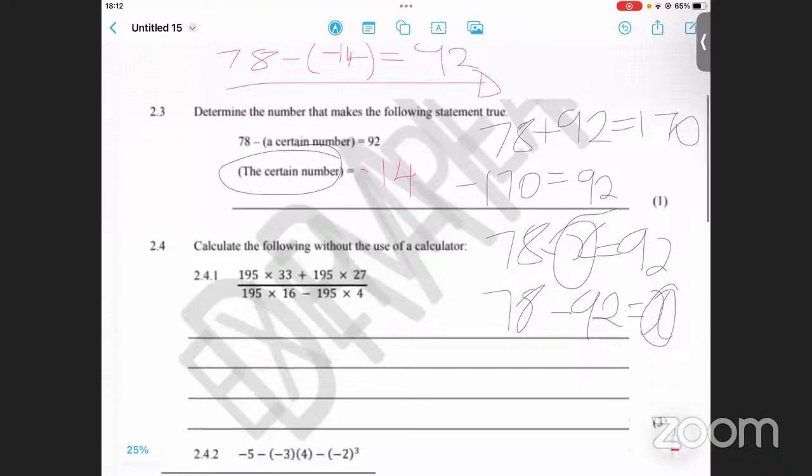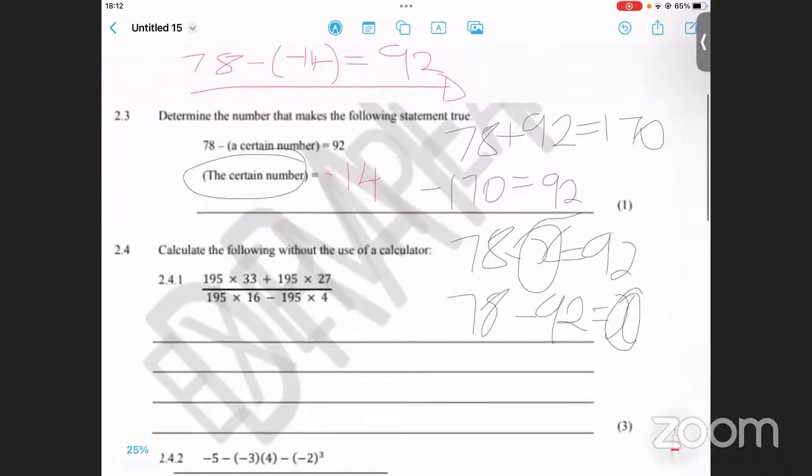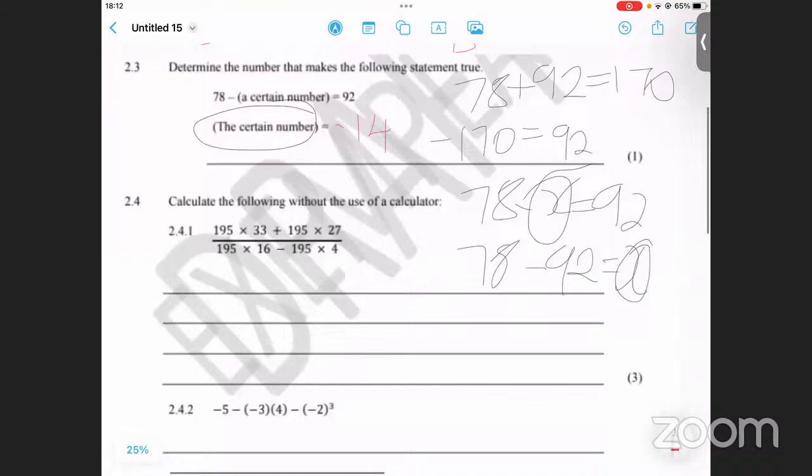Is it a 92, everyone? Yes, ma'am. Perfect. Now let's move to the next one, I'll take it that you understand, since nobody said they're not clear on this one. The question says: calculate the following without the use of a calculator.